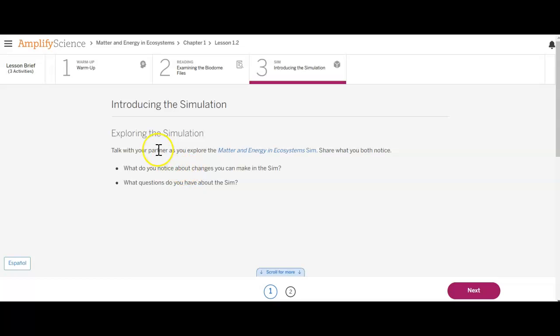So in here it says exploring the simulation. We are not going to be working with a partner, obviously, because we are all separated. So we're just going to modify this a little bit. So what you're going to do is you are going to explore matter and energy and ecosystems, the simulation, and you are going to share what you notice. You want to be thinking about what do you notice about the changes you can make in the sim, and what questions do you have about the simulation.